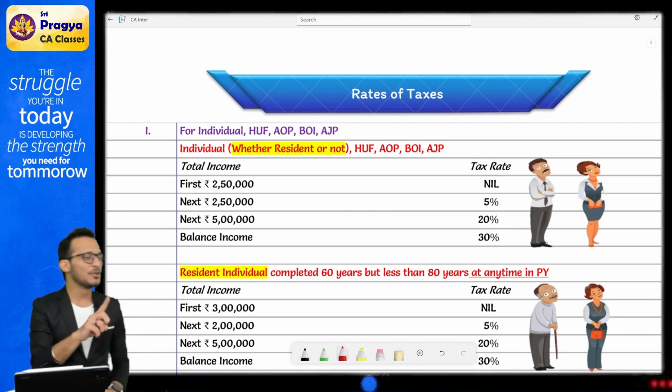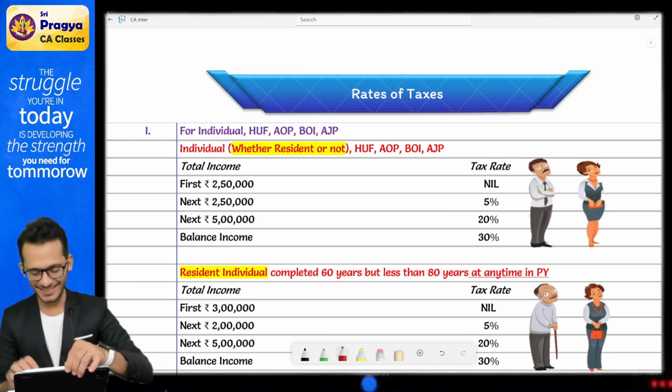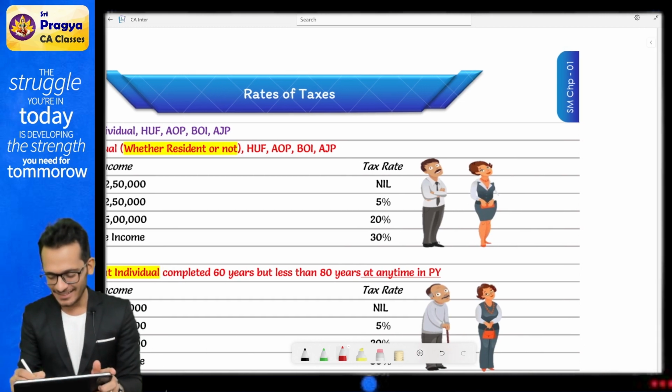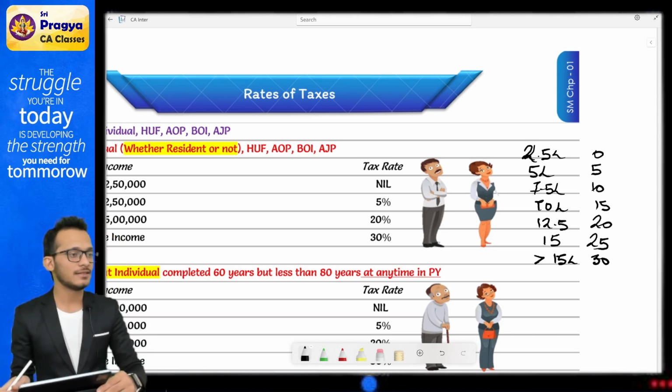Told you, it is 0 to 2.5, 0. 2.5 to 5, 5. 5 to 7.5, 10. 7.5 to 10, 15. Try again. First 2.5, it is 0, then 5 lakhs, it is 5, 7.5 lakhs, 10, then 10 lakhs, 15, then 12.5, 20, 15, 25, above 15, 30. Yes, this is what your slab rates are.